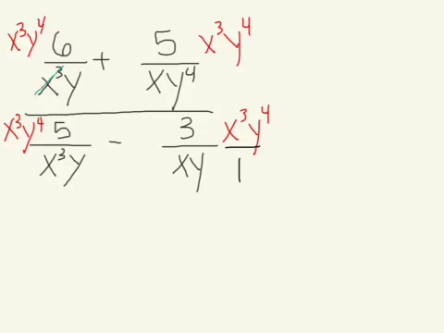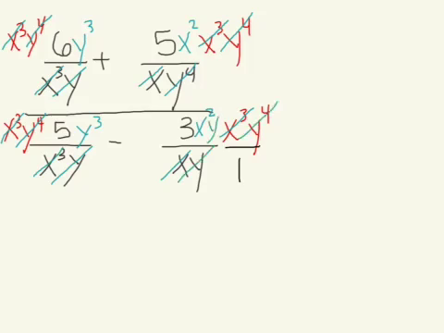So here, for example, the x cubes cancel, and then the y into the y fourth will just leave you with y cubed. Over here, the x and the x cubed will leave you with an x squared, but the y to the fourths cancel again completely. And then here, the x cubes cancel, with the y into the y fourth is going to leave you with a y cubed. And then in the last one, the x into the x cubed will leave you with x squared, but the y and the y fourth also leaves you with y cubed.